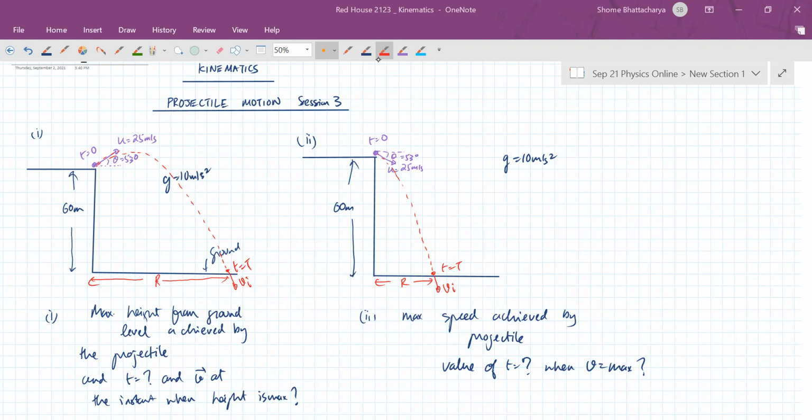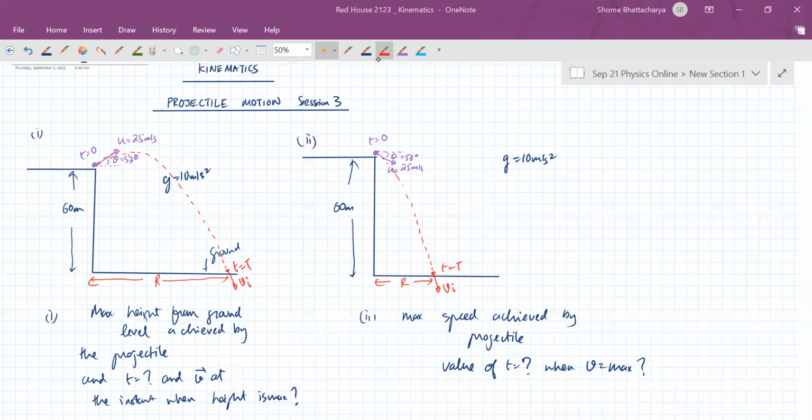Okay, Manav, your answer for the maximum height from the ground is correct, and the velocity is also correct, but just check your answer for the time at which it achieves this maximum height. It will be a different value. Okay, sir. I'll check.